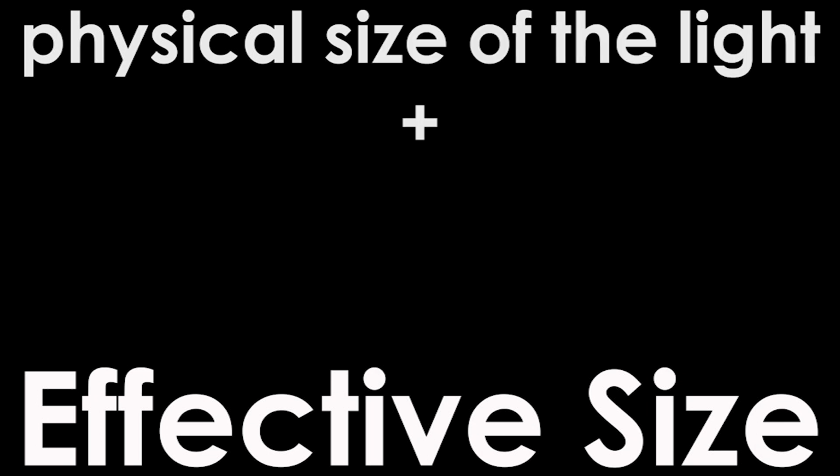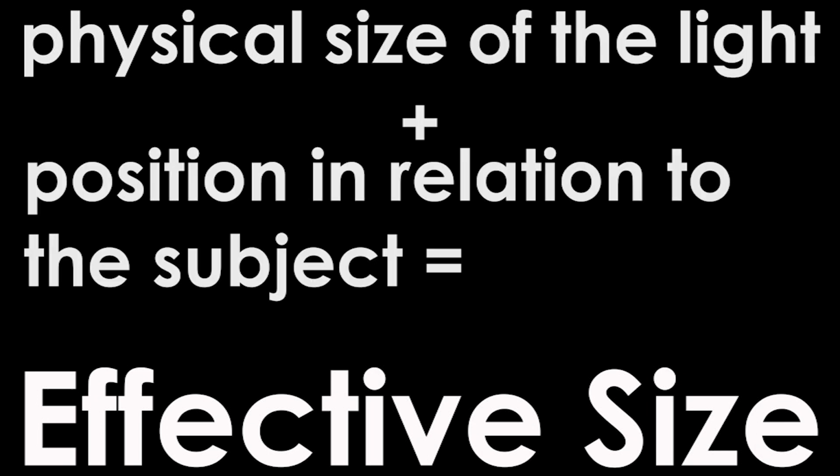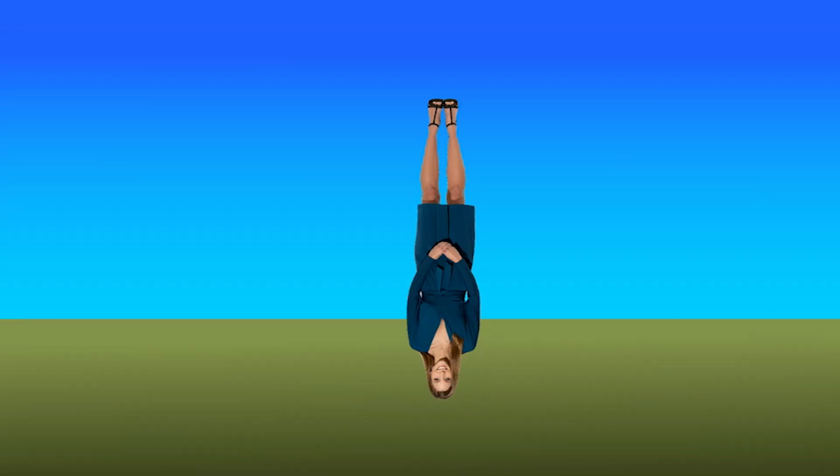The effective size of a light is based both on the physical size of the light and its position in relation to the subject. In other words, the closer a light is to the subject, the larger its effective size and the softer the light will be. The farther away a light is from the subject, the smaller the effective size and the harder the light will be. To illustrate this point, let's look at the sun.